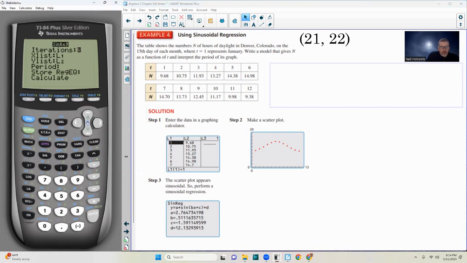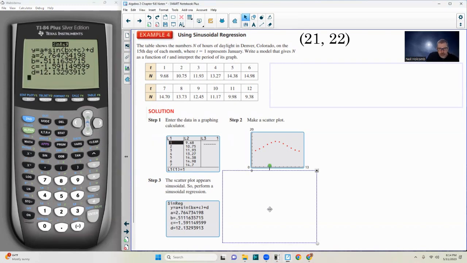Okay, and all I'm going to do is enter through this. I'm not going to change anything here, and I'm going to hit calculate, and I'm going to get these values. And notice they match 2.7647344198, 5111, negative 1.59, 12.13, blah, blah, blah. So this matched this step. So that's how you do that. Okay, if you need to go through those steps again, just back the video up. I'm going to continue to step 4.